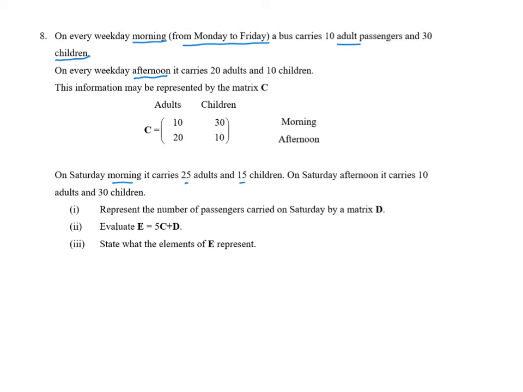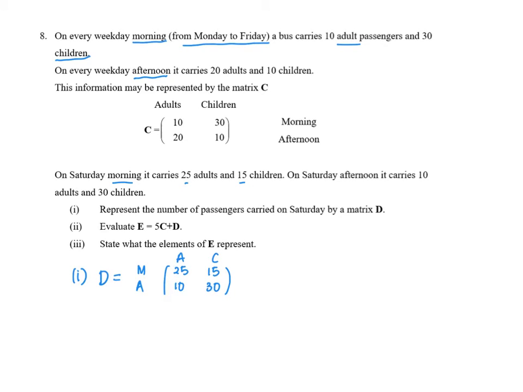Represent the number of passengers carried on Saturday by a matrix D. Now we're going to follow a similar trend given in matrix C, which says in the morning and in the afternoon, and then the adults and the children. So Saturday morning will be 25 adults, 15 children. Saturday afternoon will be 10 adults and 30 children.